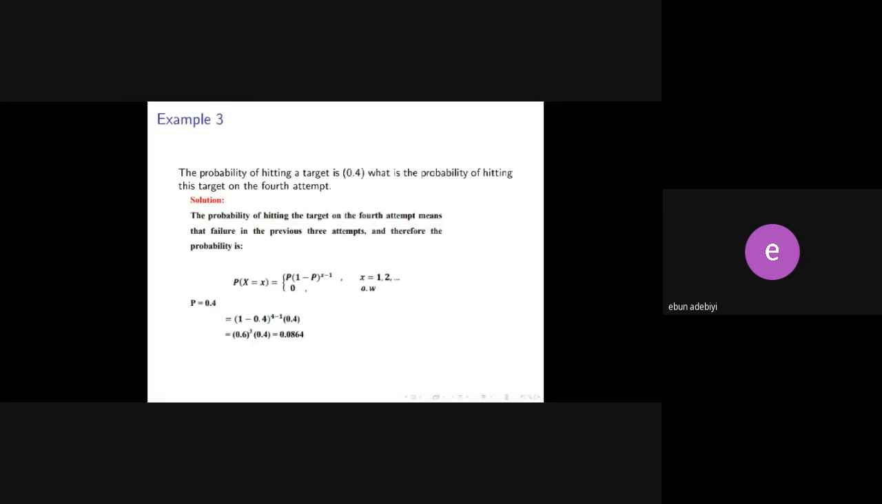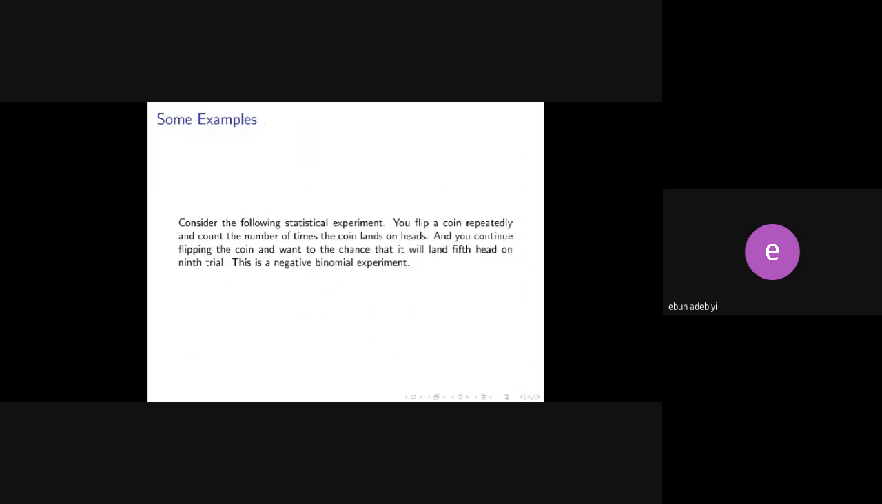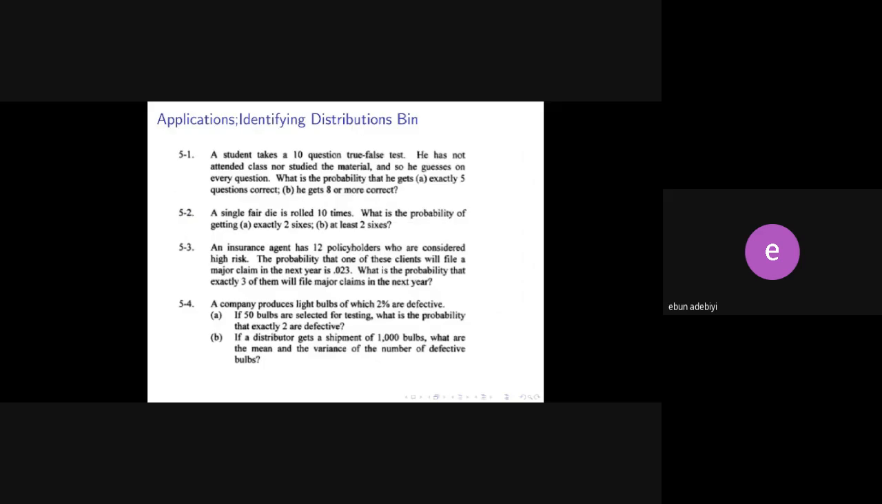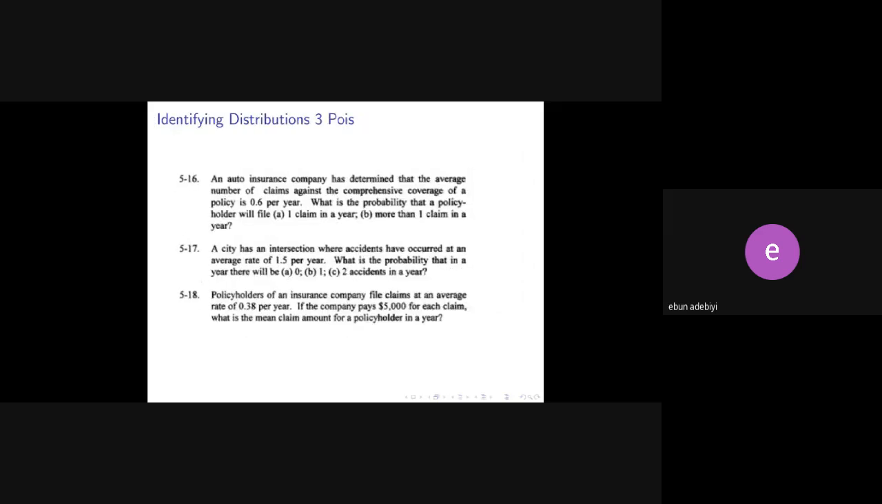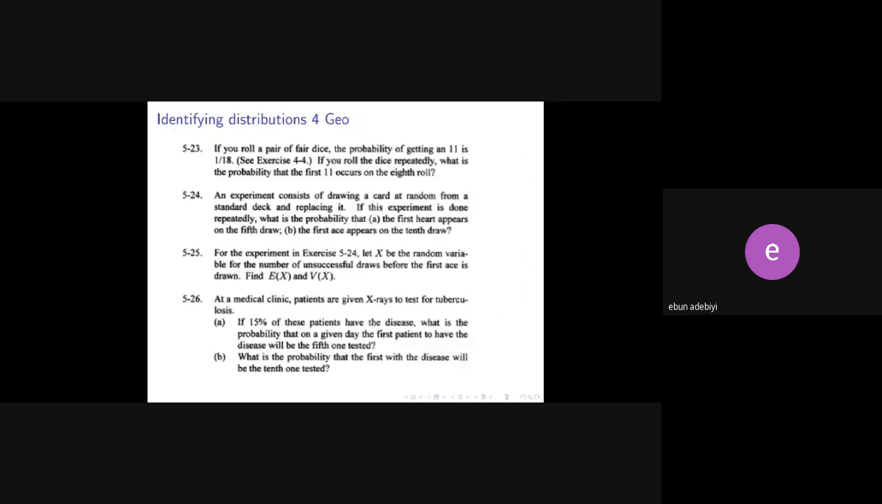Is it clear now? Yeah. Okay, let me go there. All right. Okay. All right. This is actually negative binomial.